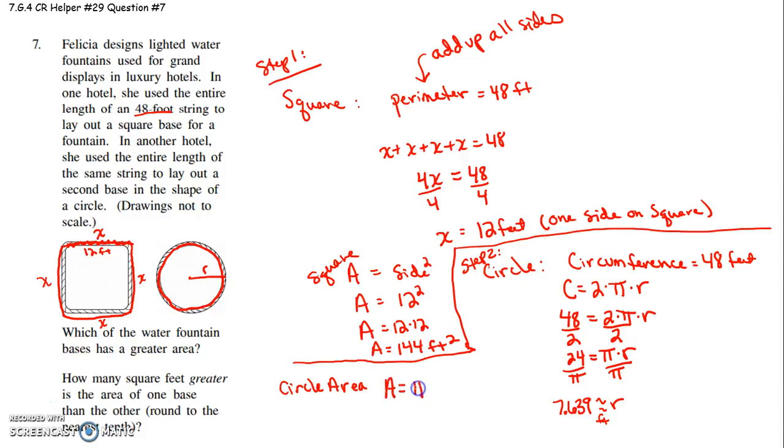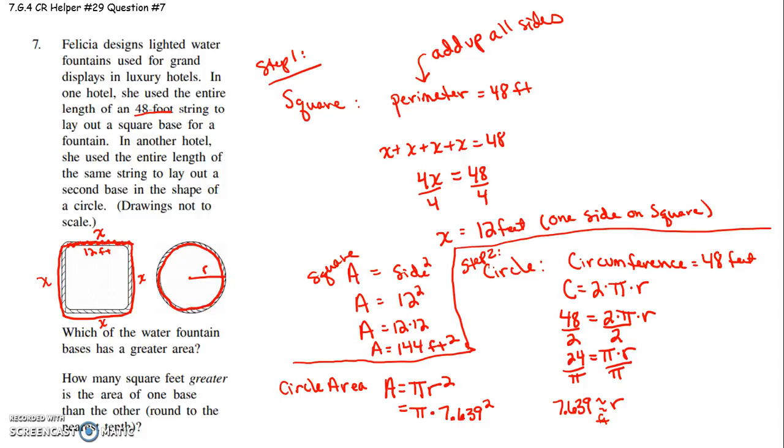Area is equal to pi times r squared. So that's pi times my radius, 7.639, squared. On my calculator, I left the entire decimal, the 7.6394 and so on. So I'm going to square that, then multiply that by pi. You can do that all on your calculator.